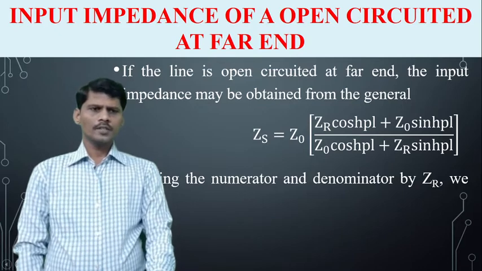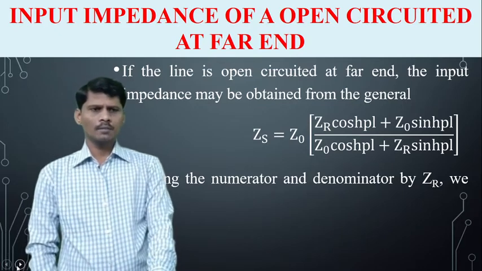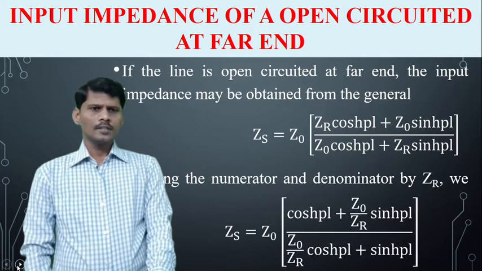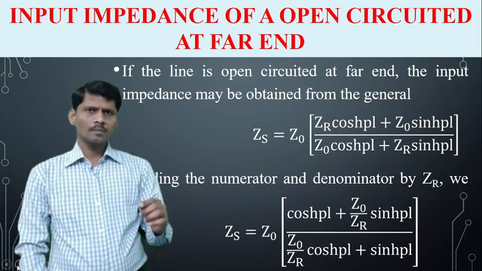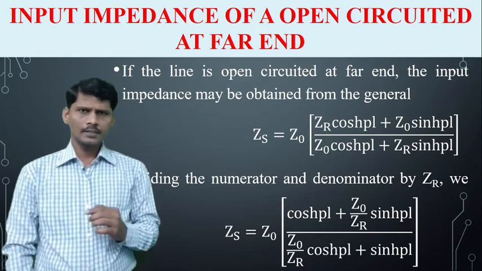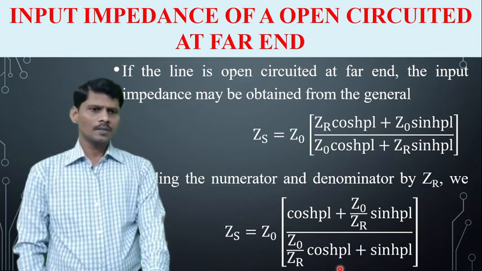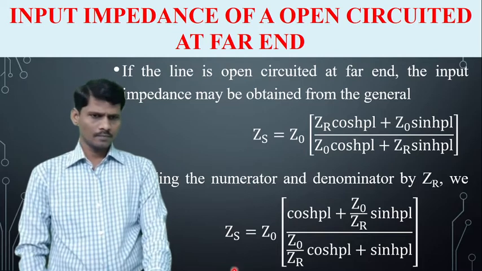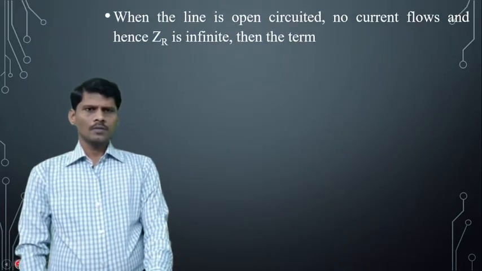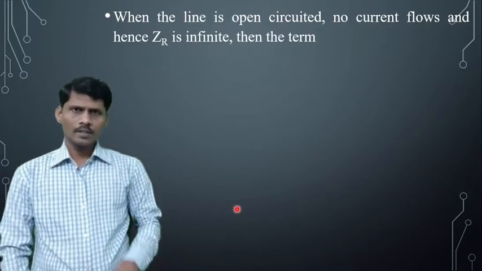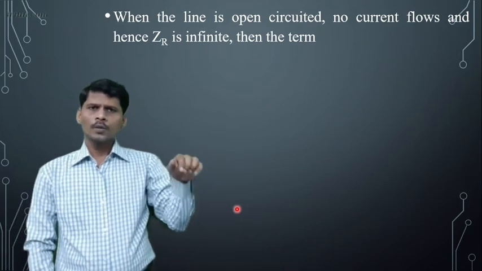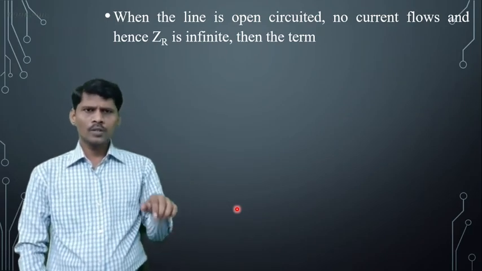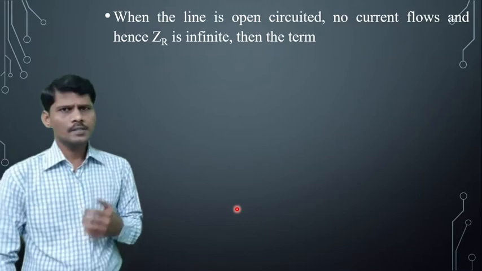In this equation, dividing numerator and denominator by ZR, we get Zs is equal to Z0 into (cos hPL plus Z0 by ZR sin hPL) by (Z0 by ZR cos hPL plus sin hPL). So when the end of the transmission line, the load terminal, is open circuited, no current flows. If no current flows, hence the load impedance is infinity.